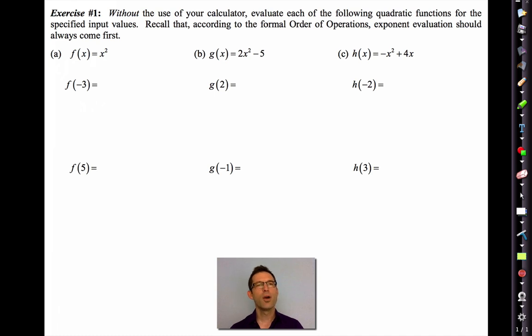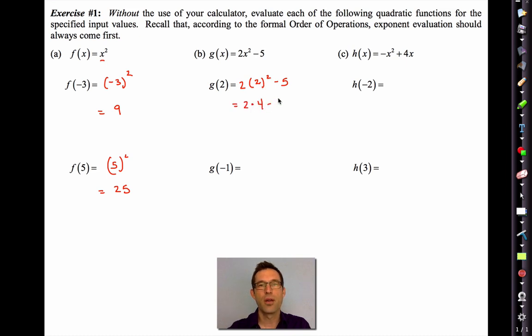Okay. Well, let's take a look at letter A. It's very, very simple. f of negative 3, what's our rule say? It says take our input and square it. Negative 3 squared is positive 9. This one, it's almost not even worth writing down. 5 squared is 25. Now, when we have g of x, it's a little bit more complicated. If we're looking for g of 2, then we absolutely must square this 2 first, which gives us 4. And then we'll do 2 times 4, which is 8, minus 5 gives me 3.